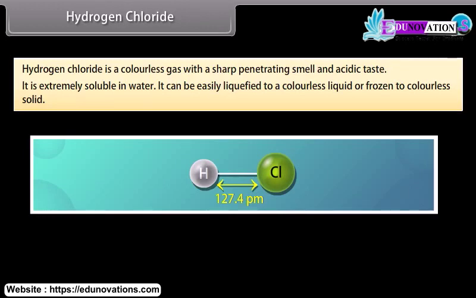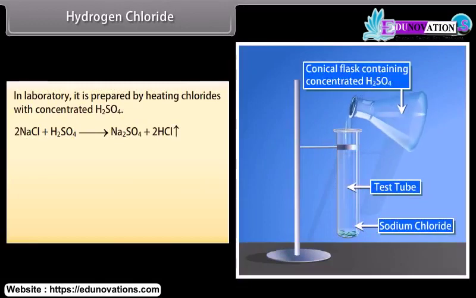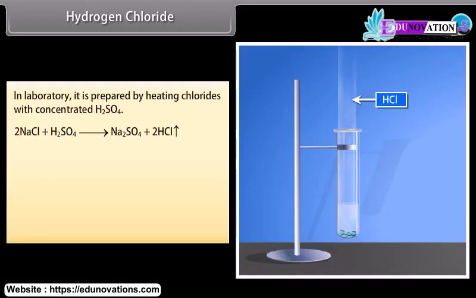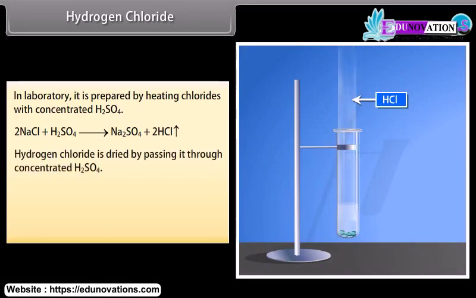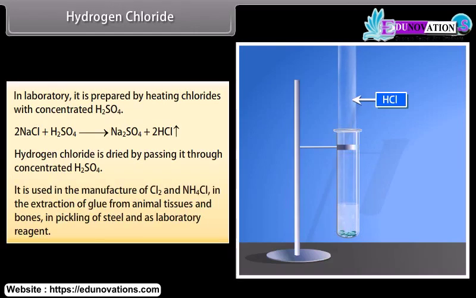It can be easily liquefied to a colorless liquid or frozen to a colorless solid. In the laboratory, it is prepared by heating chlorides with concentrated H2SO4. Hydrogen chloride is dried by passing it through concentrated H2SO4. It is used in the manufacture of Cl2 and NH4Cl, in the extraction of glue from animal tissues and bones, in pickling of steel, and as a laboratory reagent.